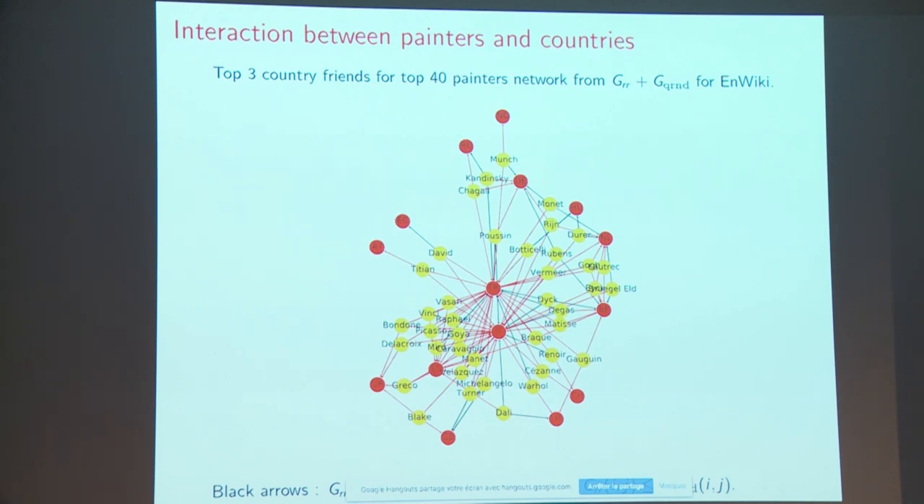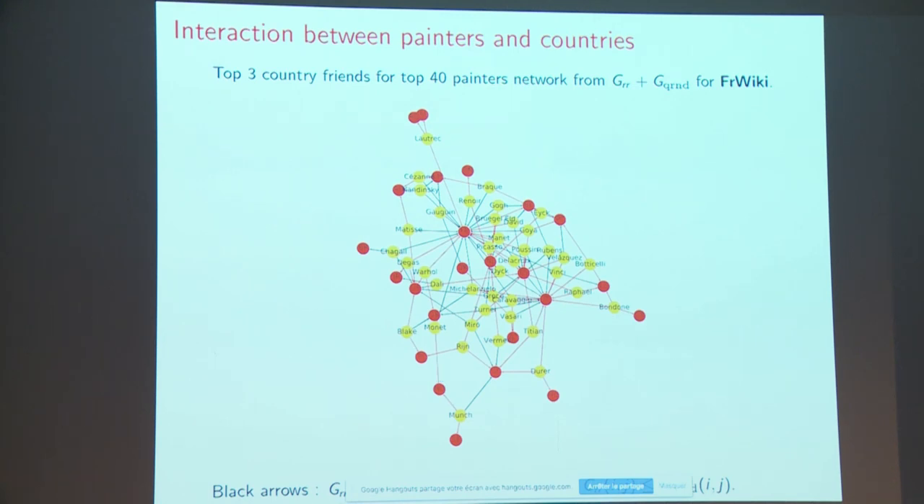The black arrows represent interactions where the direct interaction is more important than the indirect interaction, while the red ones represent the opposite. So you can see that France and Italy are really central in this network, and that a lot of those painters are related to art development in France, Italy, or Spain. We have built the same network for the French Wikipedia as well. In the French Wikipedia, you see as well a central position of France, Spain, and Italy, but the Netherlands seems to be more central than it was in the previous one. So these are interesting views as well.